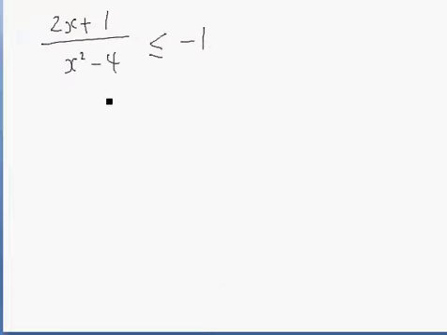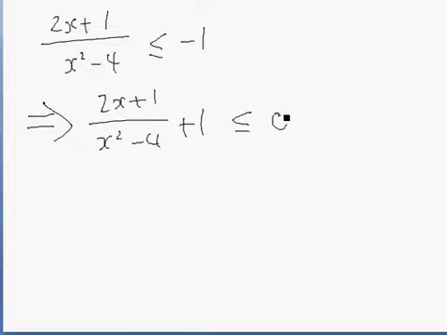Okay, so now let us solve this inequality. So you got -1 on the right hand side. Let us shift it over. I'll have (2x plus 1) over (x squared minus 4) plus 1 less than or equals to 0. Take note, the question says without the use of GC. So we are going to use the number line method. And the number line method requires us to have an inequality involving 0.